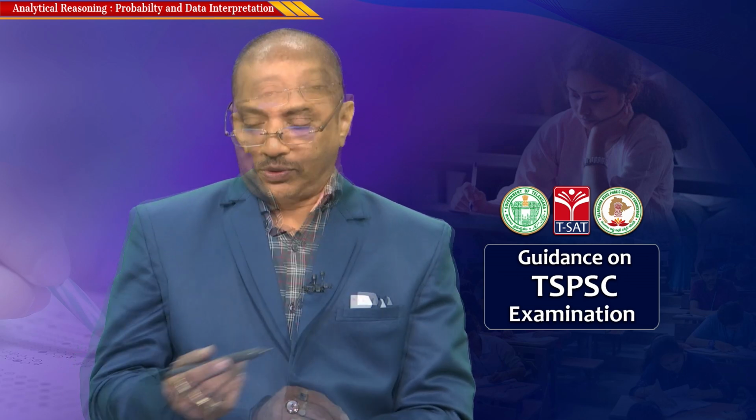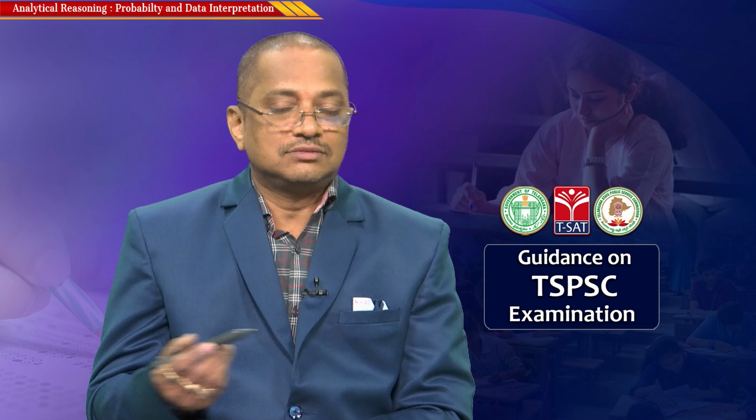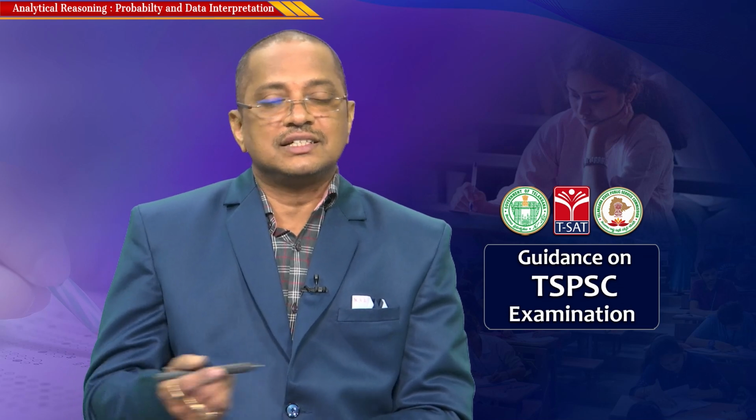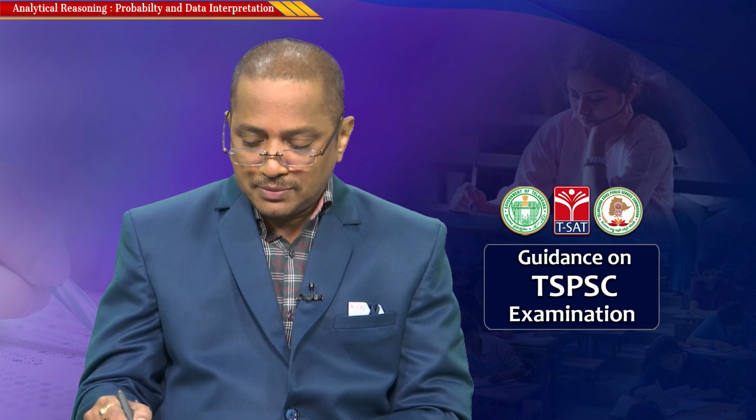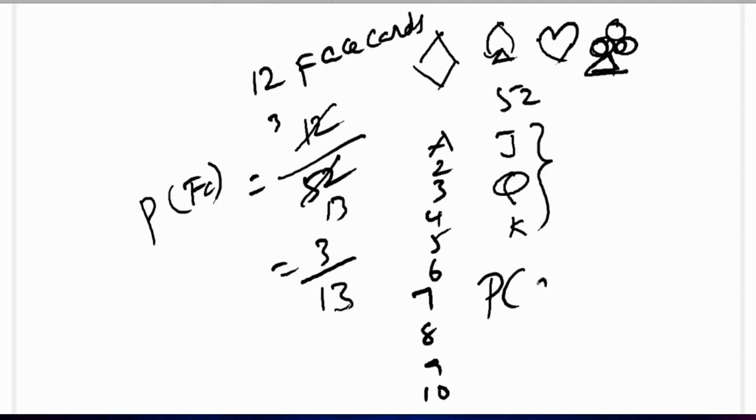Clear? Sometimes they may ask a specific one. What is the probability of getting a diamond face card? So how many face cards are diamond? There are 3 face cards in diamond. So the probability of a diamond face card is simply 3 by 52. Correct? They will ask questions in the examination based on this.